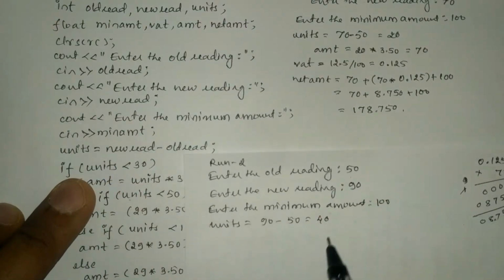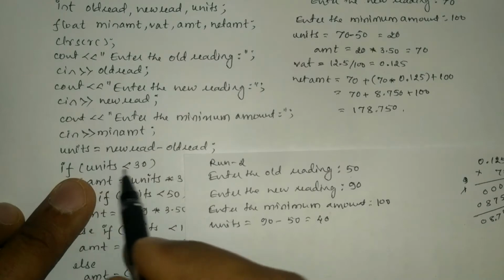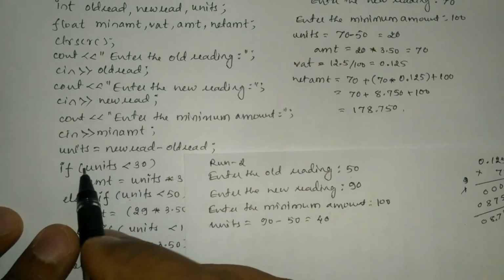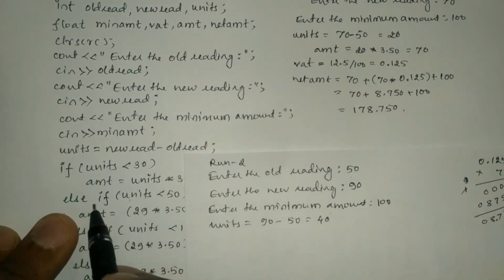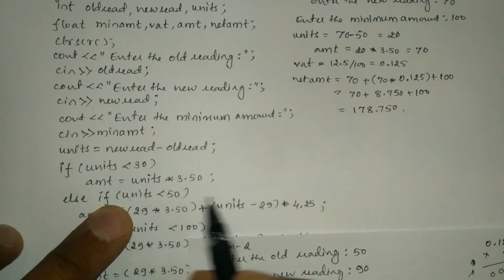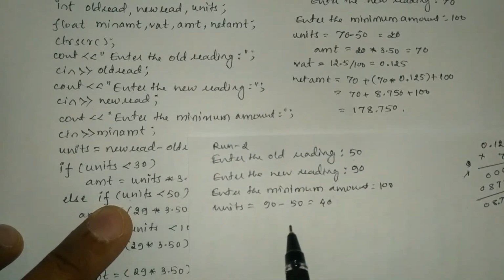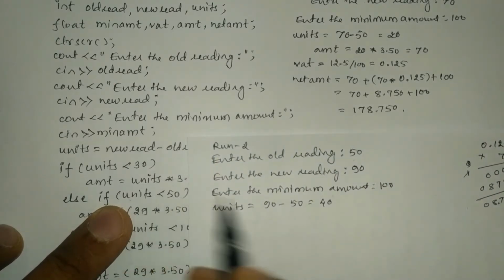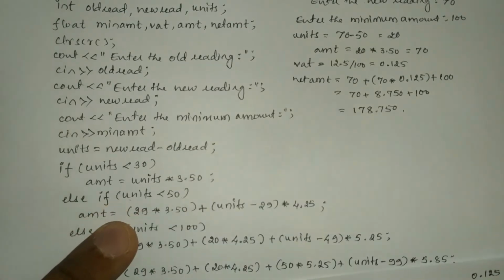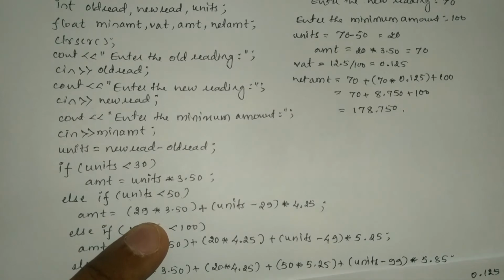Units is what? Here it is 40. Whether 40 is less than 30? No, condition is false. Once the condition is false, then control transfers to the next condition. It is going to check out if units is less than 50. Yes, here you can see 40 is less than 50. Yes, it is true. Once this is true, then this particular amount will be calculated, right?